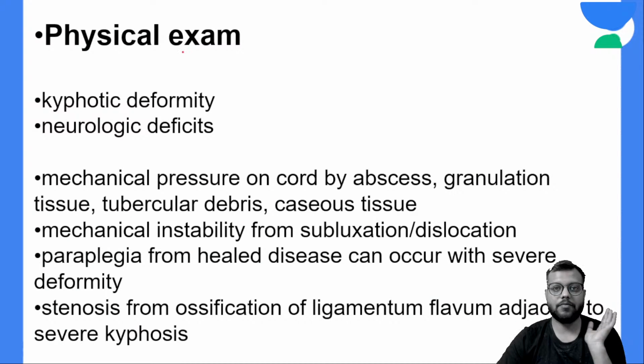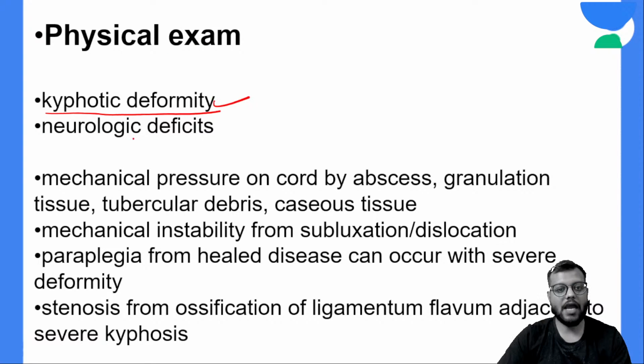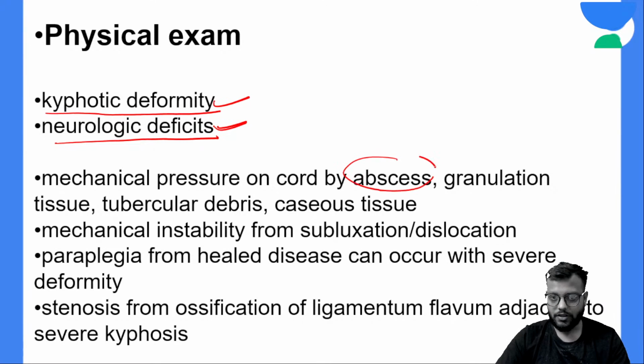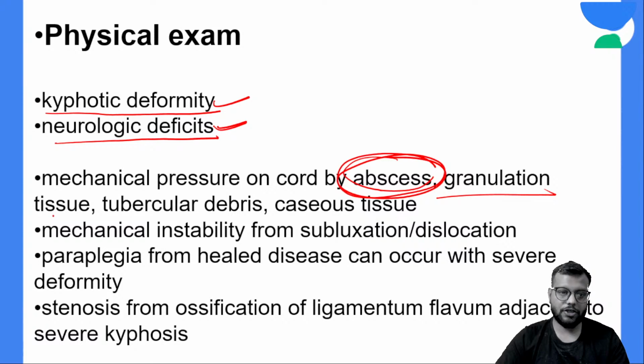On physical examination we have already discussed that there will be kyphotic deformity, and in neurological examination you can have the neurological deficits. The most common cause of neurological deficits, especially in the early stage, is your abscess, the pus, the granulation tissue, the debris, caseous material, etc. Or if there is destruction of the vertebral column, there can be subluxation or dislocation, and kyphotic deformity leading to the paraplegia.